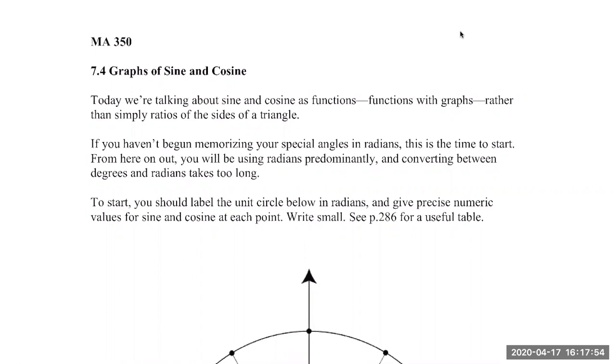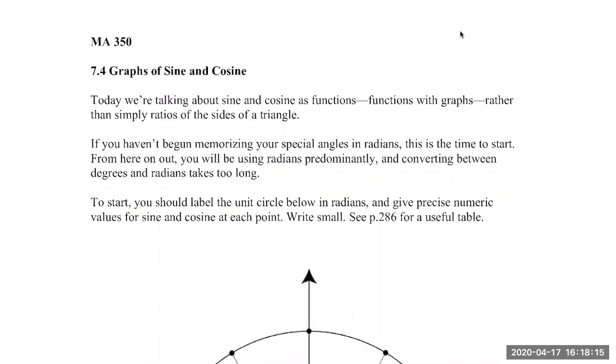Today we're talking about sine and cosine as functions, functions with graphs, rather than simply ratios of the sides of a triangle. If you haven't begun memorizing your special angles and radians, this is the time to start. From here on out, we will be using radians predominantly, and converting between degrees and radians takes too long.